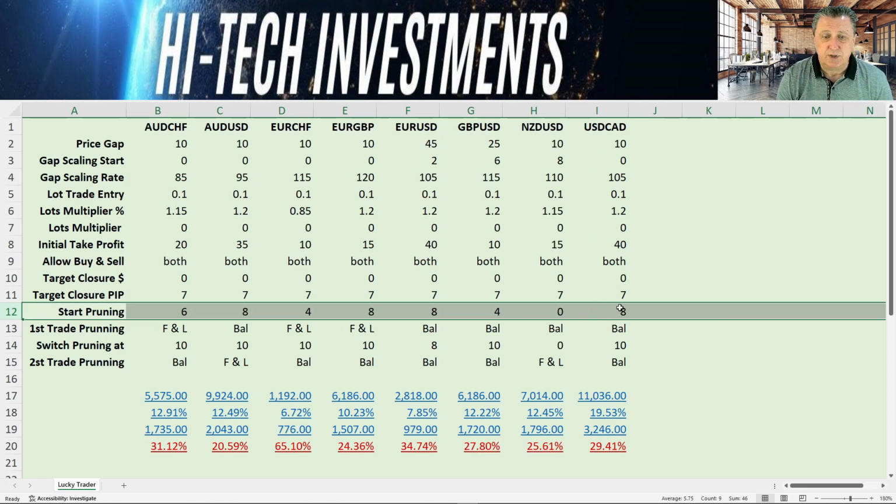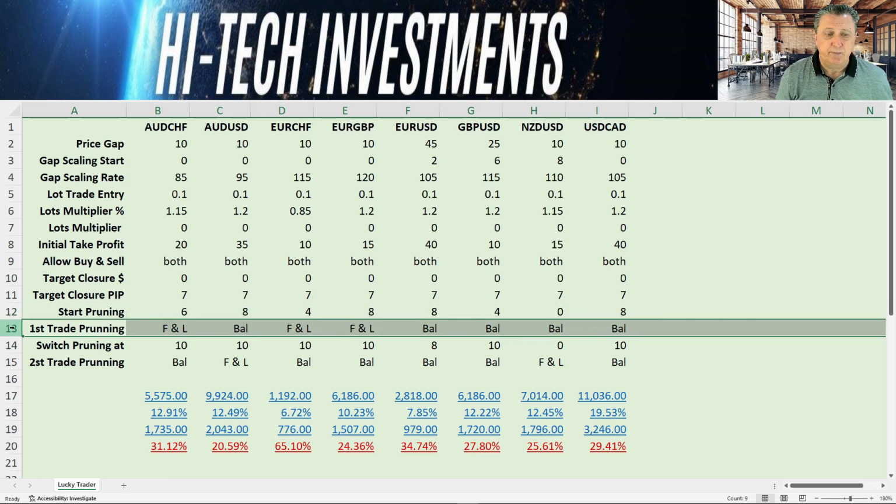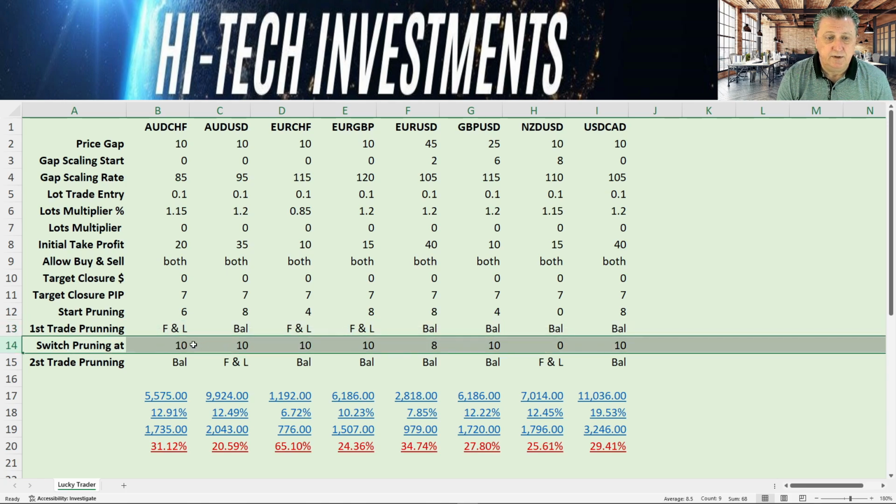Then we have US CAT, also 8. And in here, there seems to be a bit of a mix between first and last. You can see there's 4 here, and then the last 4 is actually on the balance side. And then the second switch pruning we have here, those 4 seem to like after 10. And then here, we have again 8 or 10, so quite high. And this particular one is still 0. So we'll have to run some tests again and see why that is.